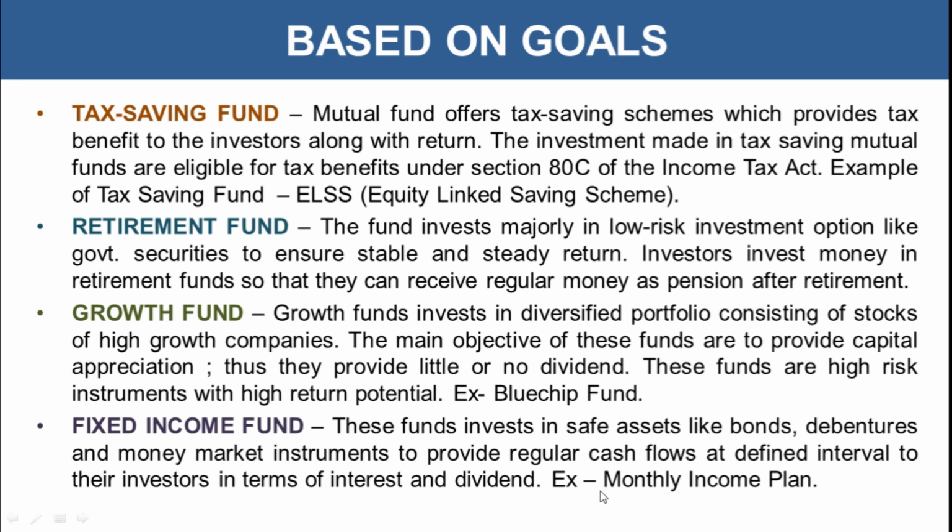Some people want to invest so that they can generate money at regular interval of time. So these will be fixed income fund. They will be investing in short duration bonds, debentures, money market instruments, and will be providing their investors in the form of dividend or interest regular cash flows. So one such example of this fund is monthly income plan.